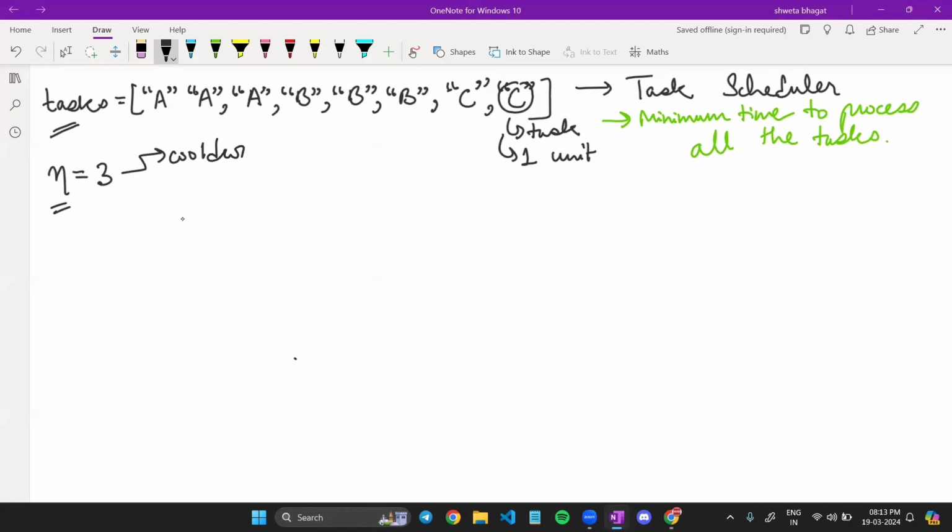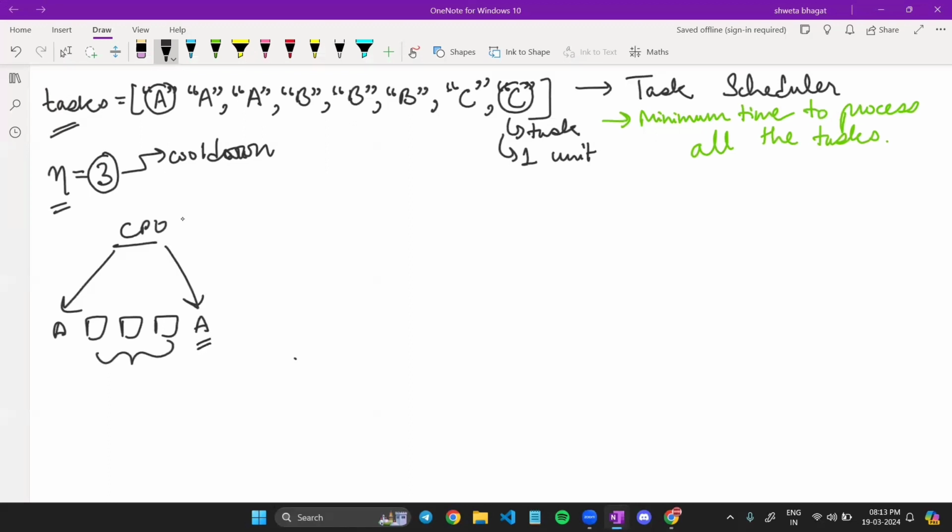Now, what is a cooldown period? Say for example, task A has been given the CPU and it has been completed. It will have to wait for 3 units of time to get the CPU again. That is, if we assign the CPU to task A, then it will have to wait for these 3 units of time. And once these 3 units of time are completed, we can assign the CPU again to another task A.